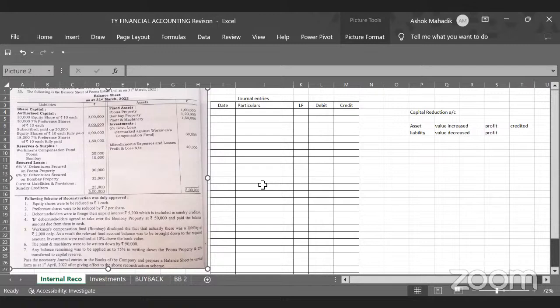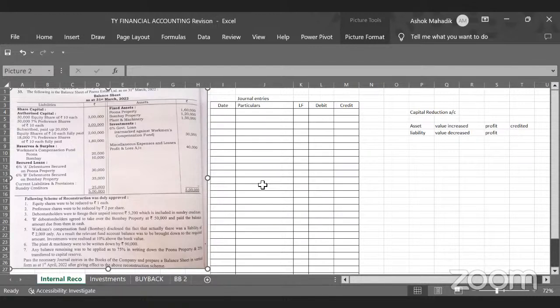The P&L of 40,000 on the asset side indicates a loss. Okay. So we have read the balance sheet. Now let us read the adjustments. Following scheme, I told you this word will be there, scheme. Following scheme of reconstruction was duly approved by court.